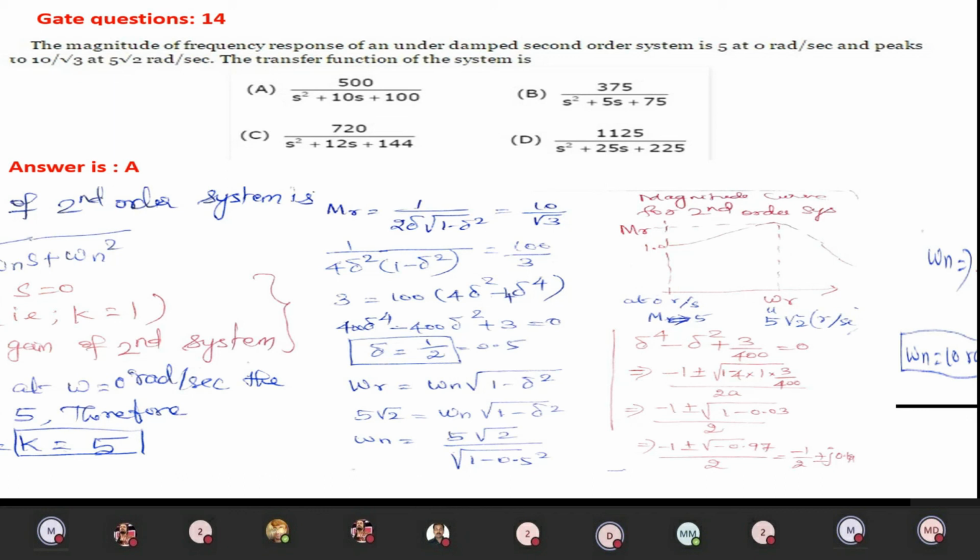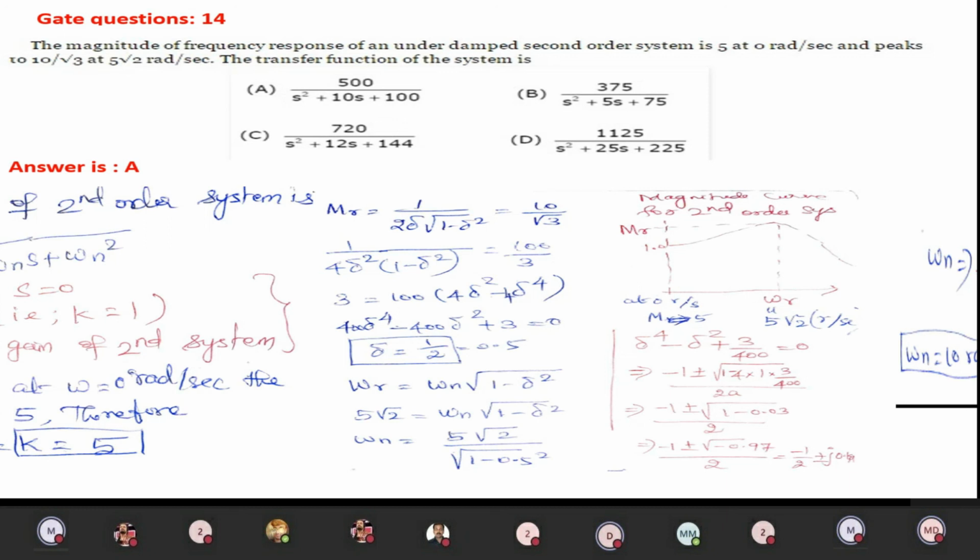Similarly, the maximum peak overshoot. The formula for the resonant peak is 1 divided by 2δ root of (1 minus δ²). That is given as 10 divided by root 3. From this you can determine the δ value. The δ value is 0.5. Then the resonant frequency is also given, that is 5 into root 2. From this you can determine the ωn value. Once you determine this, you can draw the resonant peak and resonant frequency curve. From this you can determine the equations.